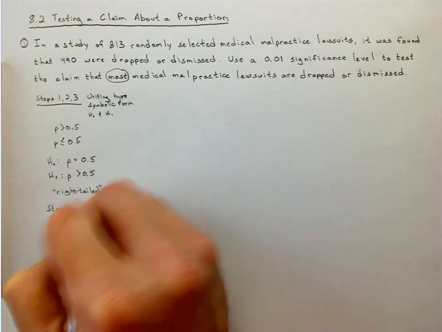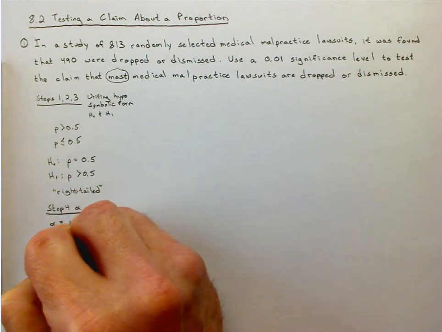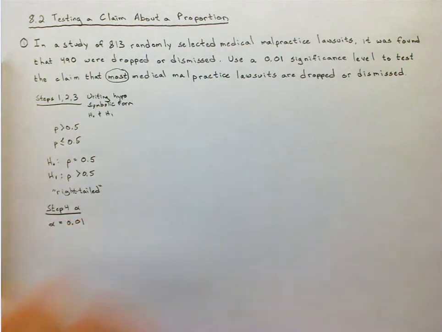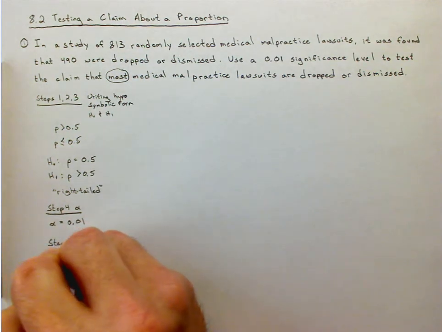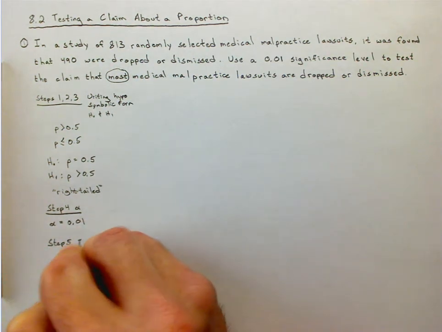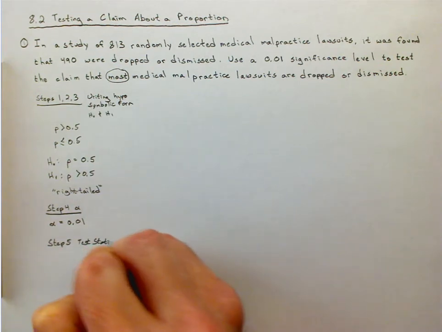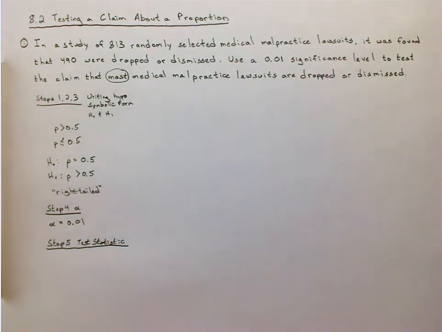Step 4 is my significance level. No calculating. It's given to me. I know that alpha equals 0.01. Let's see, step 5 deals with the test statistic. And for that I have to do some calculating.